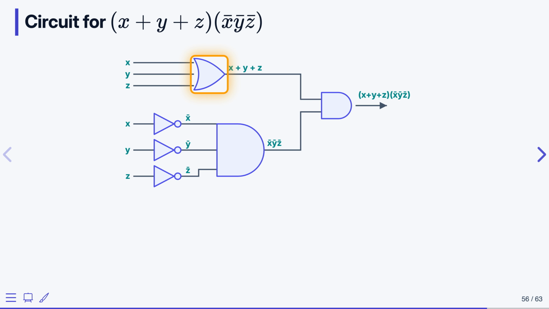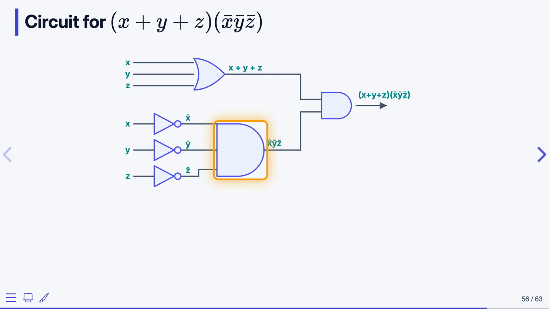Now it is drawn out. Along the top, x, y, and z run straight into the 3-input OR gate, and the wire leaving it carries x plus y plus z. Below that, x meets its own inverter, and that wire carries bar x. Y meets a second inverter, and that wire carries bar y. And z meets a third inverter, and that wire carries bar z.